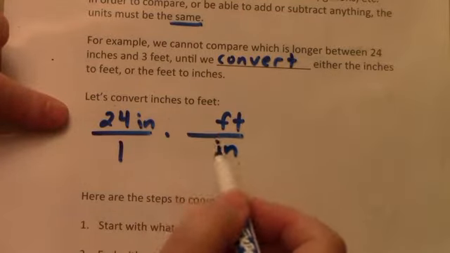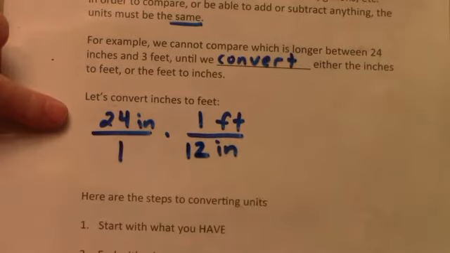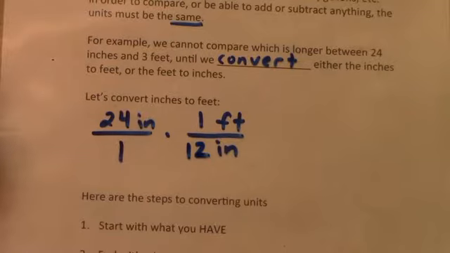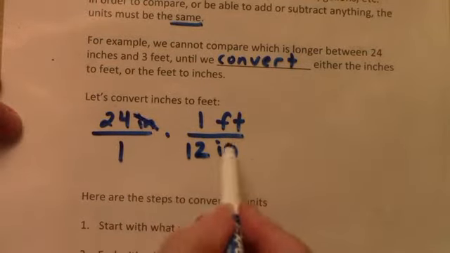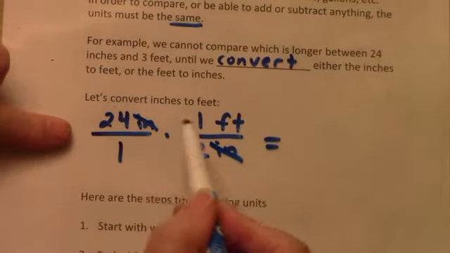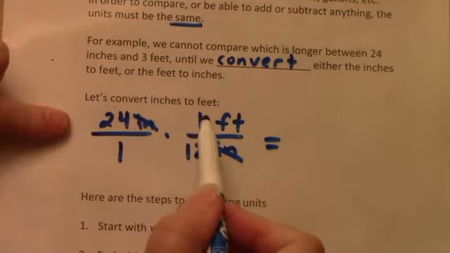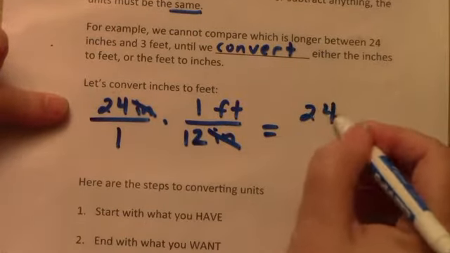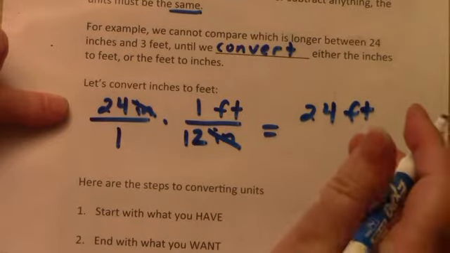How many inches are in 1 foot? 1 foot has 12 inches. So here is where we get to do some canceling. Cancel the inches, and now we're simply going to multiply what's left. 24 times 1 is 24. And our label is feet.